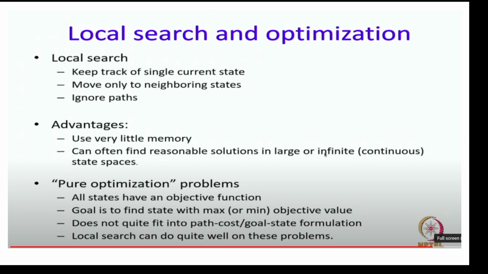Local search algorithms are right. So please keep this in mind. Is local search asymptotically complete or not? Yes, it is, because it often finds a reasonable solution in large or infinite state space. So as I said, it is searching only locally, in the nearby. So can you think, if it operates on a large problem, will it be able to find an optimal solution?